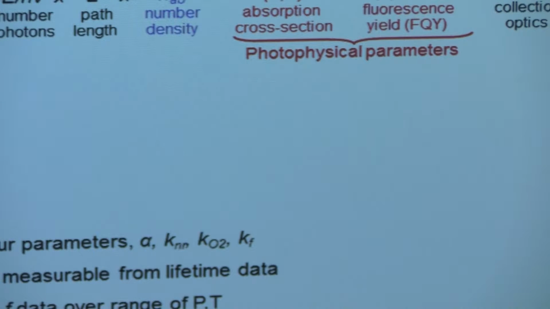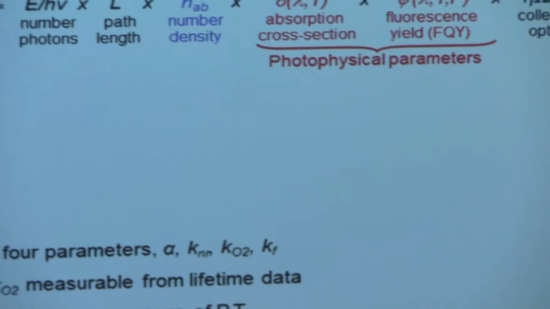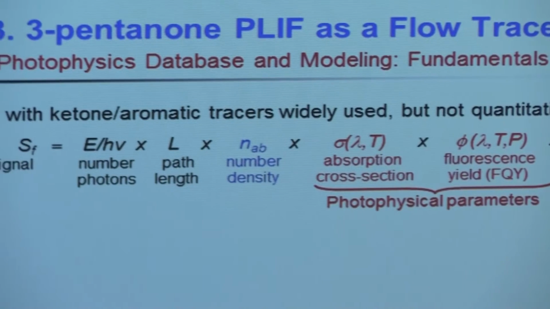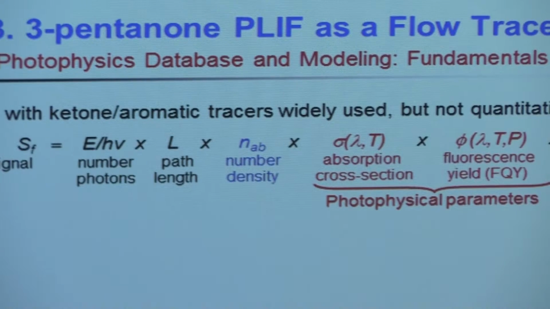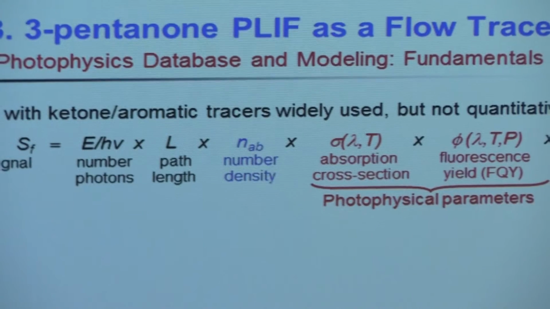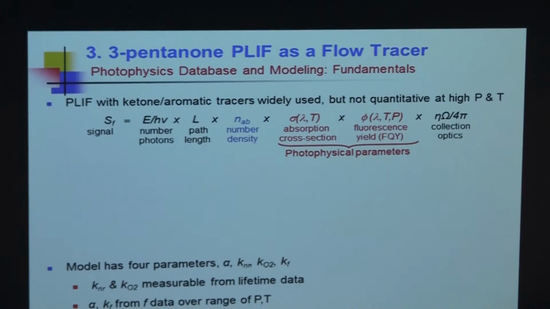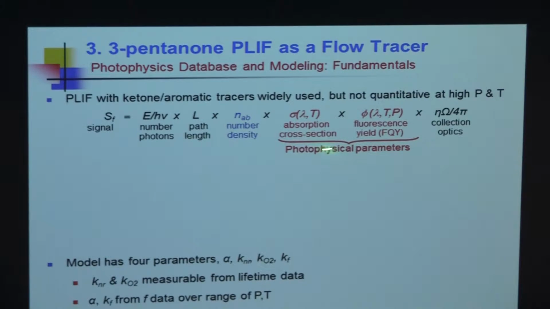So in order to do this sort of thing, you want to pick a tracer which has the right properties, pick a laser, pick a camera, and if it's isothermal, isobaric, you're kind of done. But if you're going to do a flow field in which temperature and pressure vary, you need to understand what I'll call the photophysical parameters.